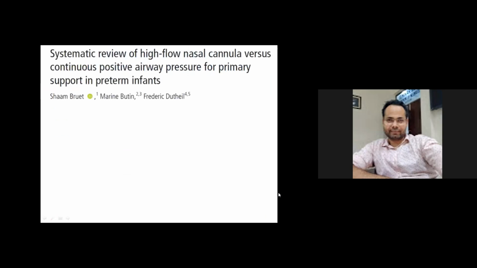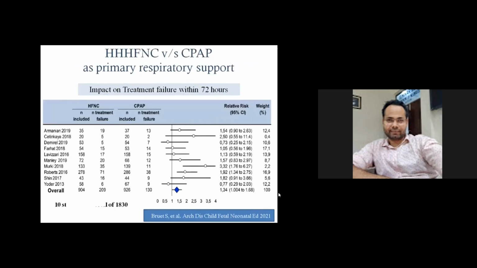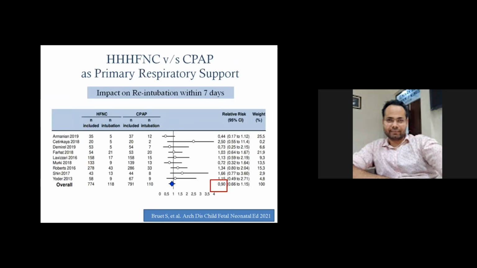But then another systematic review of high flow nasal cannula versus continuous positive airway pressure for primary support in preterm infants was published in 2021. It looked at the impact on treatment failure within 72 hours, and it was found that with the HHFNC group, the relative risk of treatment failure was higher by 34%. Again, they also looked at the impact on reintubation within 7 days, and found that there was not much of a difference with respect to reintubation.